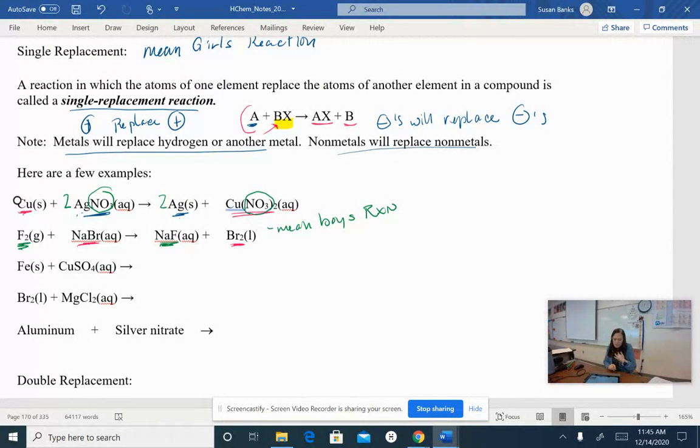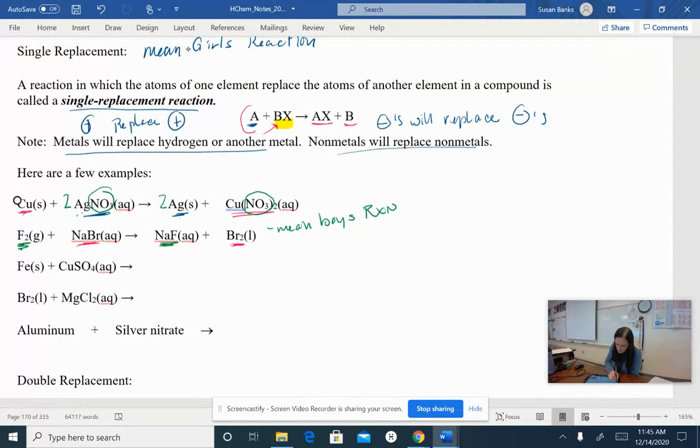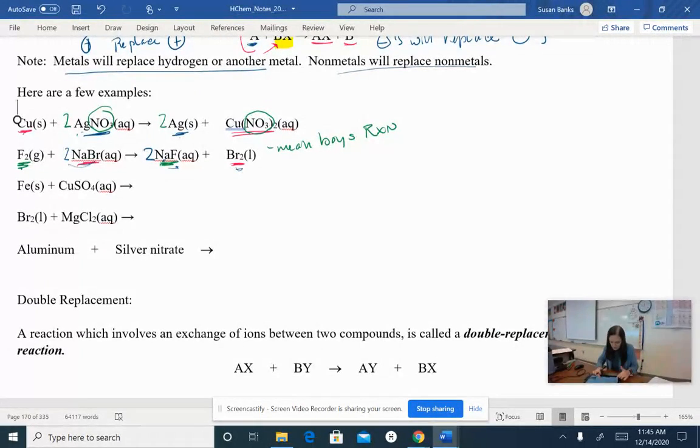Okay, so let's balance this. I've got 2 fluorines, and here I've only got 1 fluorine, so I need to double this. This gives me 2 sodiums, so I need to double this sodium bromide. That gives me 2 bromines, and there I have 2 bromines. Okay, we're going to leave these next 2 for next video.